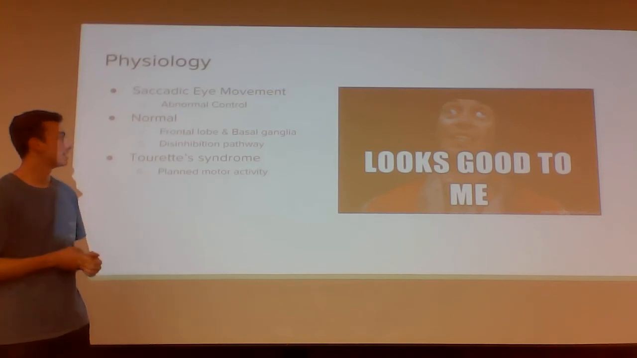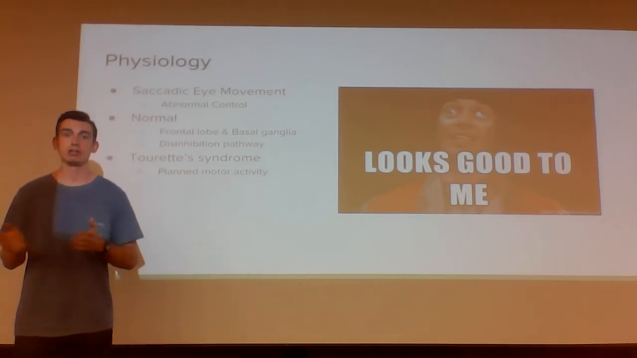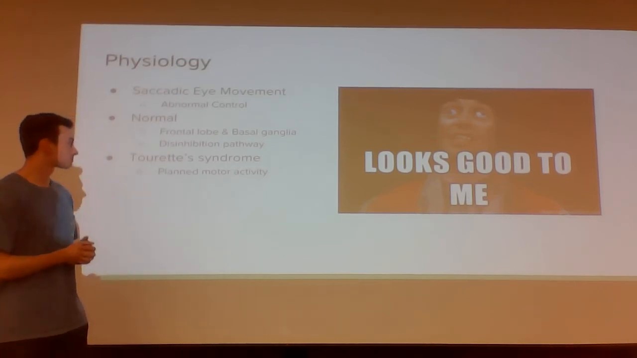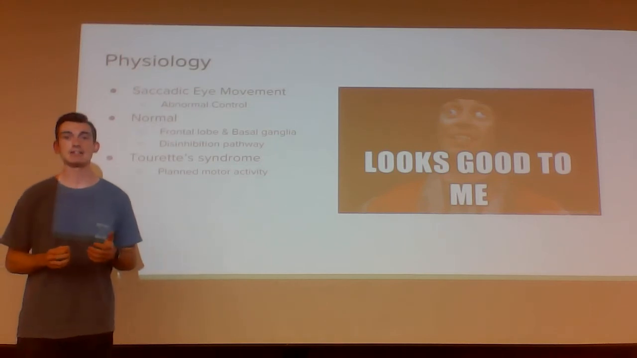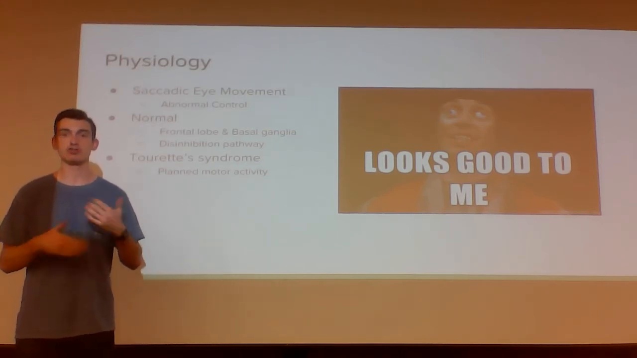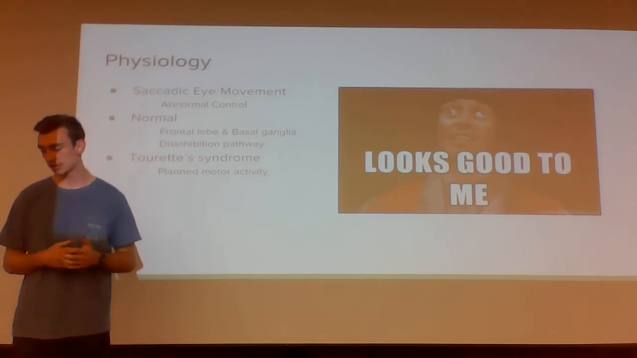So what's happening is they're having this abnormal control of the saccadic eye movement. They're not able to do it correctly the way that people without this can. So ultimately, they can't do this planned motor activity. They can't control it like people without Tourette syndrome, which is causing all these tics to occur.